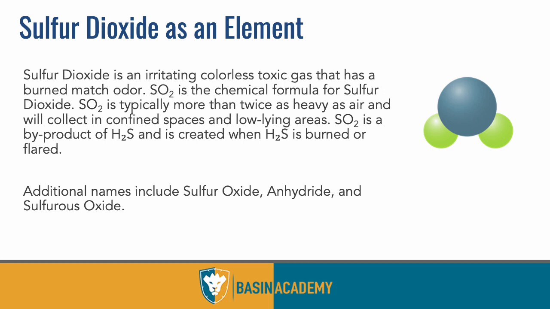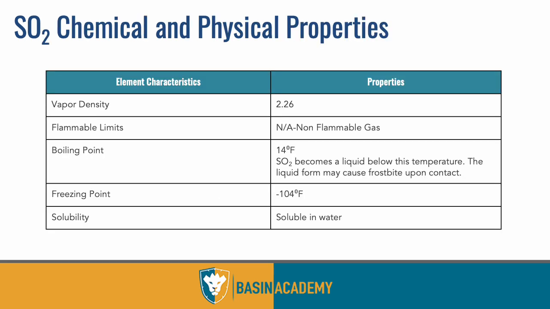As an element, it is again very similar. It has additional names: sulfur oxide, anhydride, and sulfurous oxide. Again, it's heavier than air and will collect in confined spaces and low-lying areas, so keep that in mind. Its vapor density is 2.26.